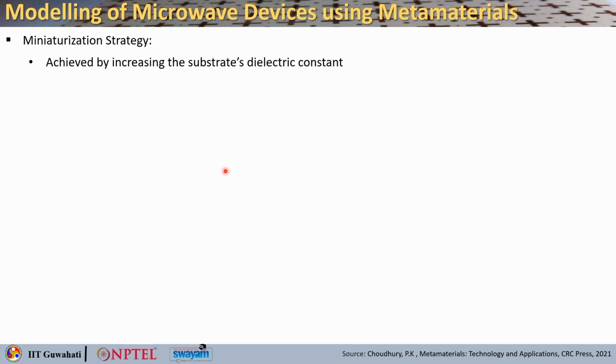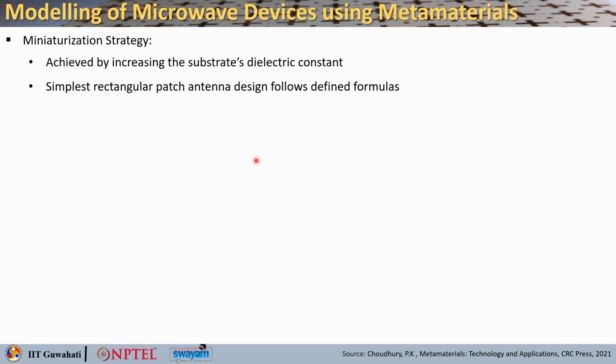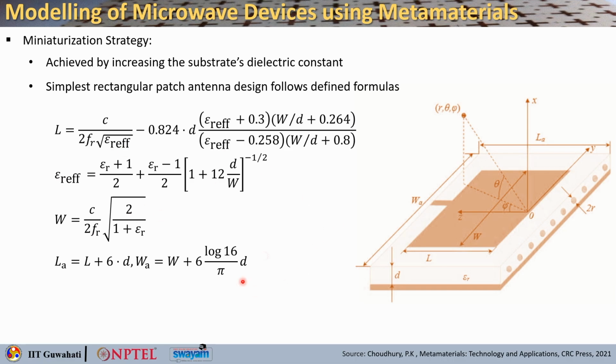So the design features of patch antennas make it tempting to miniaturize its volume profile by means of an increase in the dielectric constant of the substrate, right. So indeed you can think of the simplest design of a rectangular patch antenna, which is given by these formulas, right. So this is the same design, but here with more technicalities.